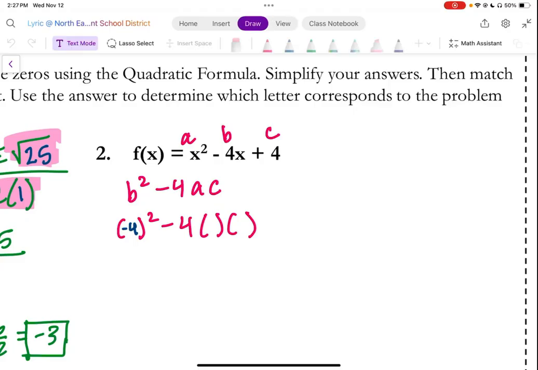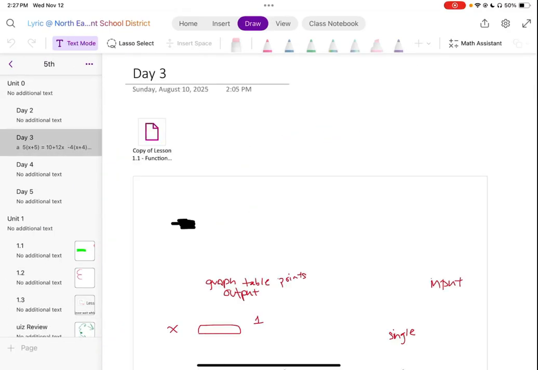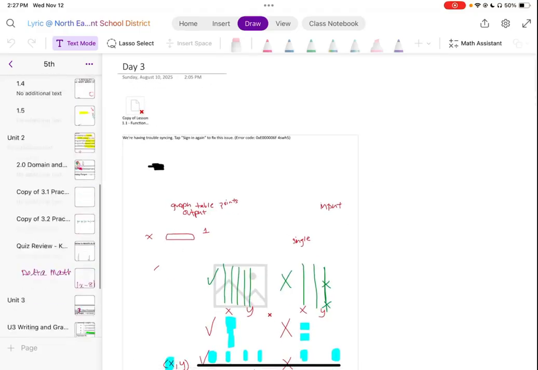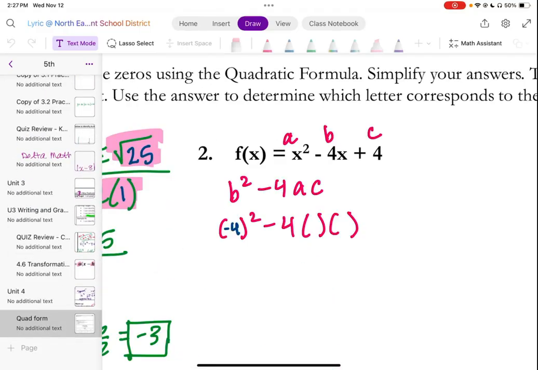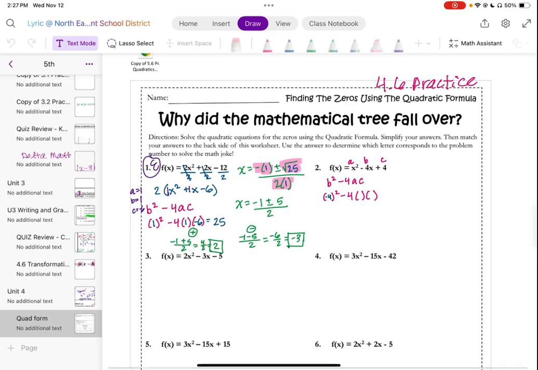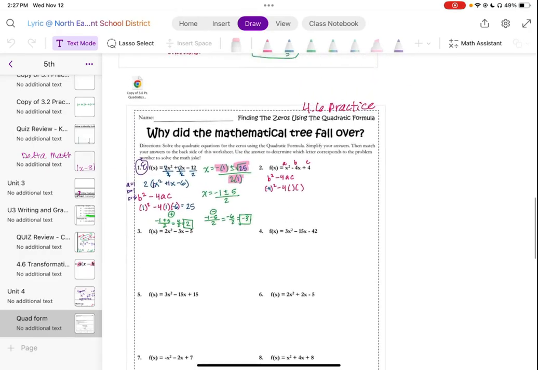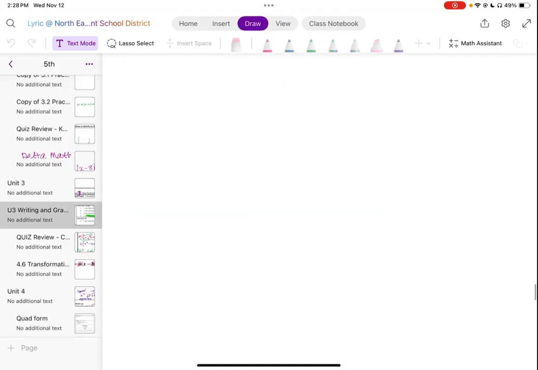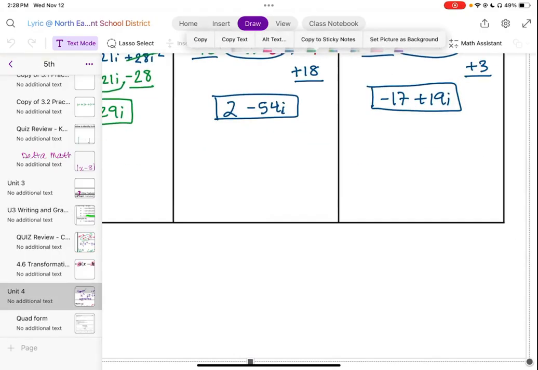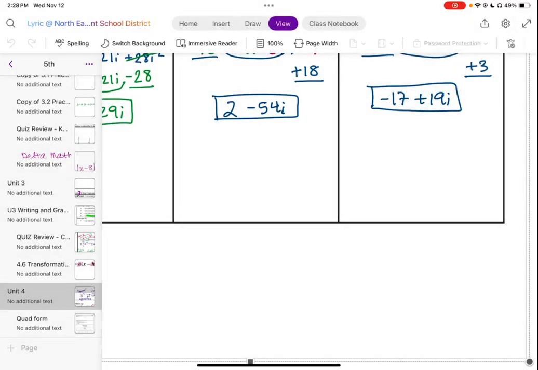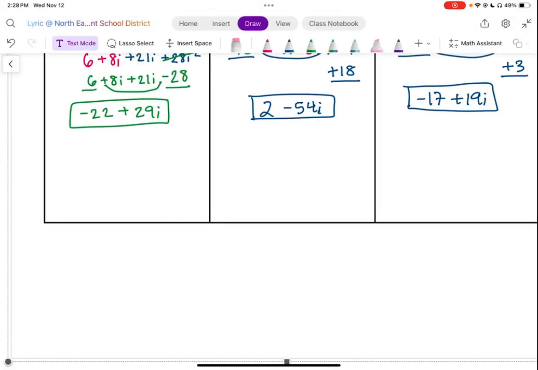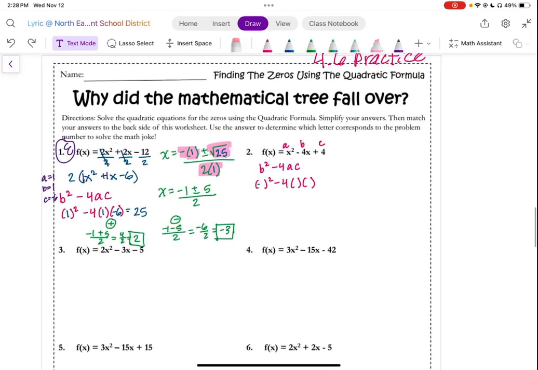Hold on, this is wigging out here. Try this one. Oh, I don't know how to turn that thing off. Let me see. Okay, I think I fixed it.